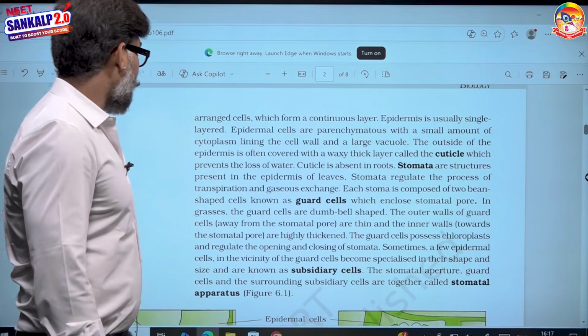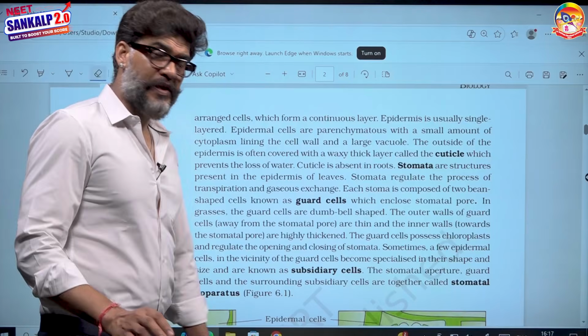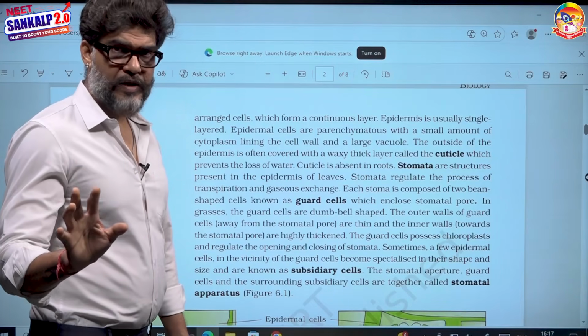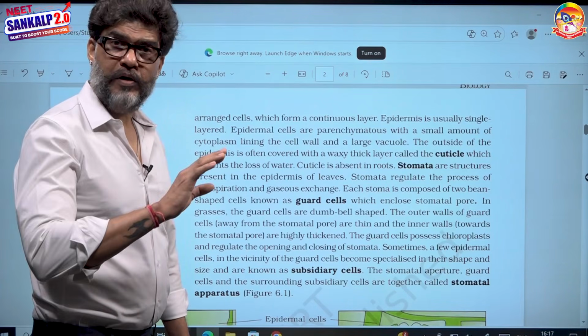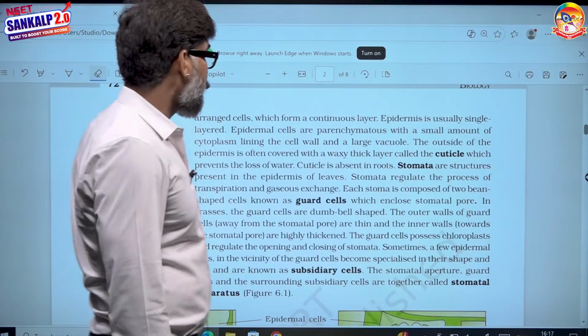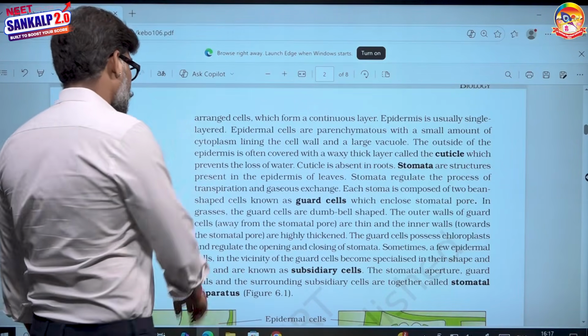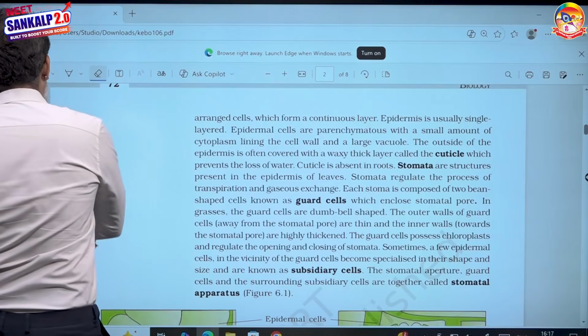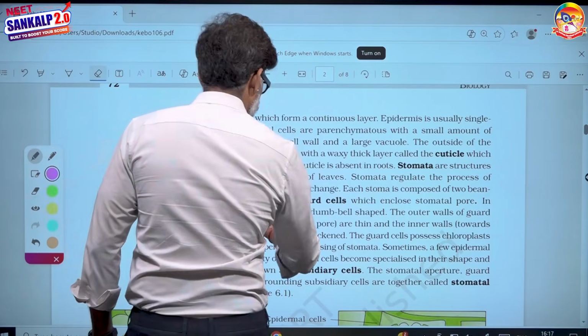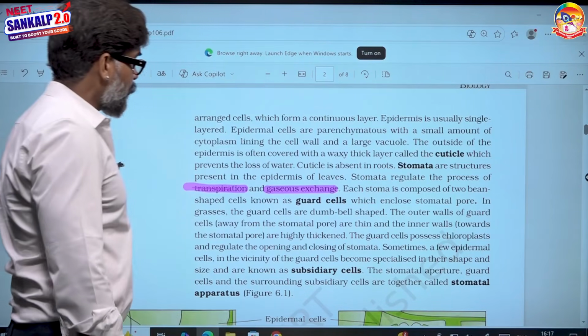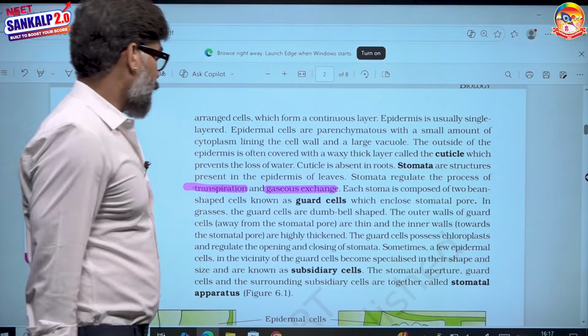Stomata are present in the epidermis of the leaves, sometimes on the stem also when it is a primary body, but they are absent in the root region. Stomata regulate the process of transpiration and gaseous exchange. Means both transpiration and gaseous exchange. These are the two things controlled by our stomata.